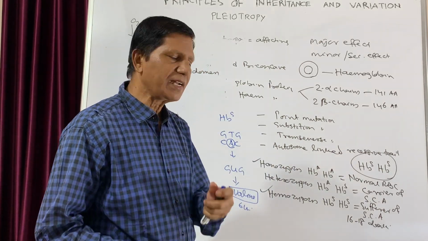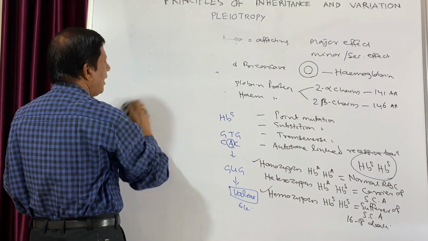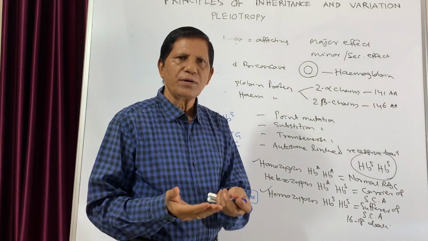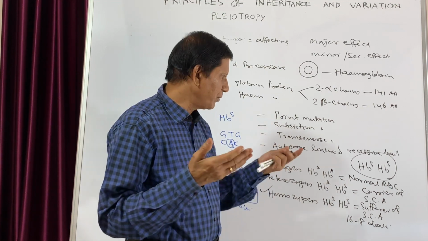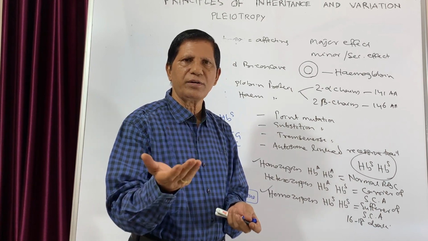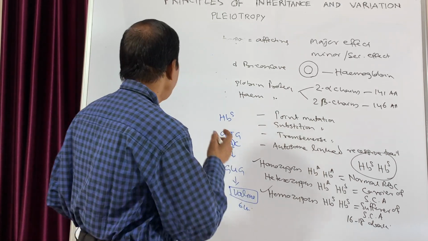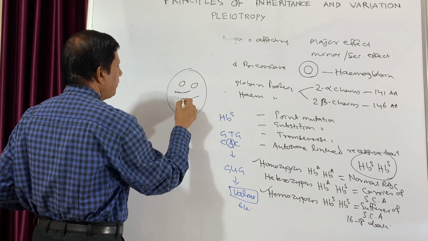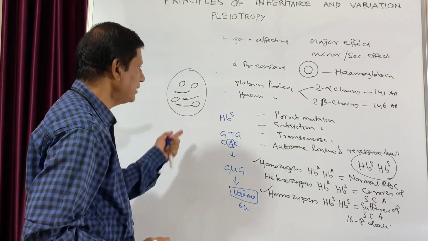Now let us take the second example, that is phenylketonuria. And here also you can ask one question: how can we know whether a child is a carrier or not? We can know it by a blood or urine test. Or we can know it by blood testing. Because in the blood, if there are two types of RBC, this is normal one, this is sickle cell, then it is a carrier.